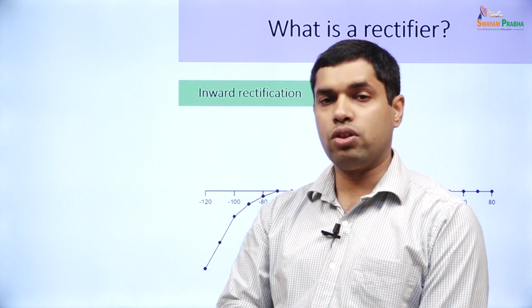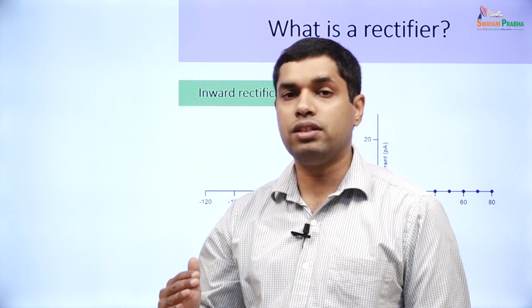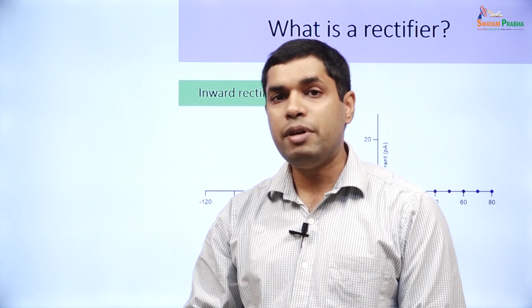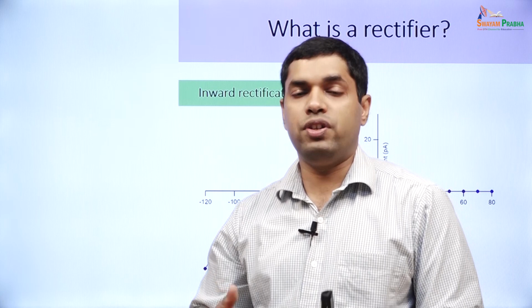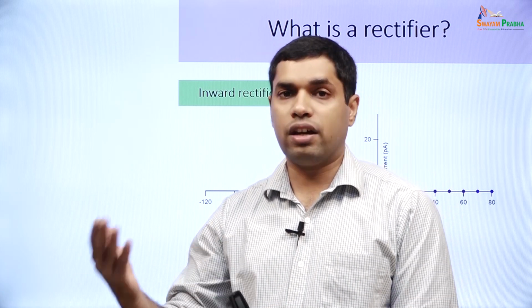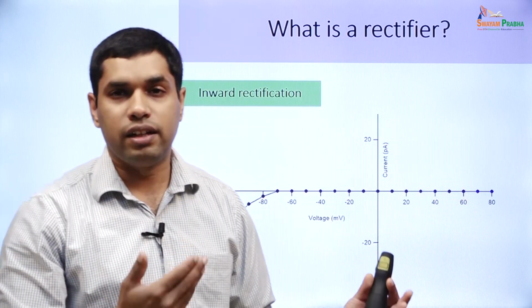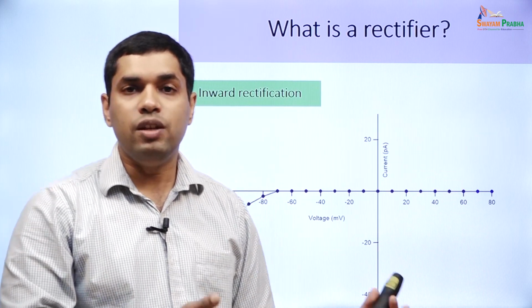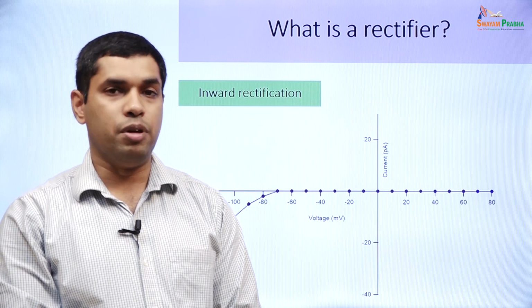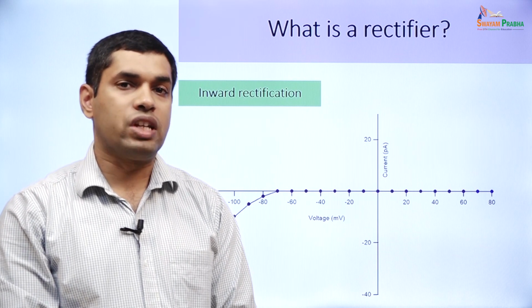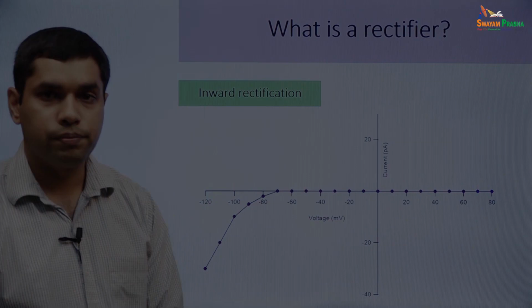Now, it's important to remember that most channels are not pure rectifiers. It's not that they do not permit any current in one particular direction. They may have a preference. They may preferentially permit outward currents, or they may permit outward currents with a much higher conductance than the inward currents that they permit. So very few channels are pure rectifiers.